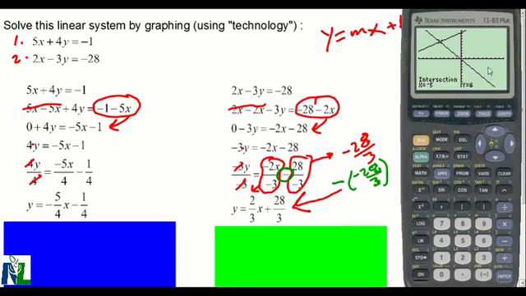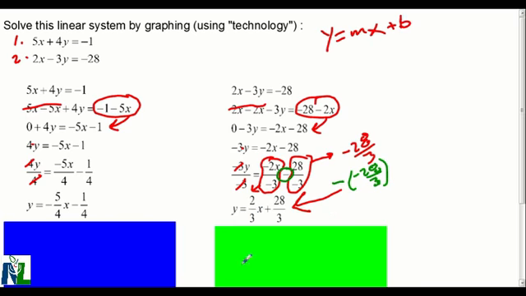And the graphing calculator is giving me an intersection point of x equals -5, y equals 6. And you can see the little cursor flashing here. So the intersection point is x equals -5, y equals 6. And that will be the solution to this particular linear system of equations.